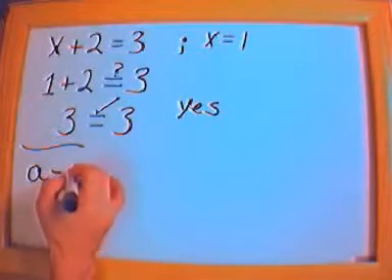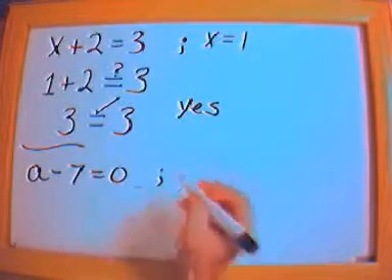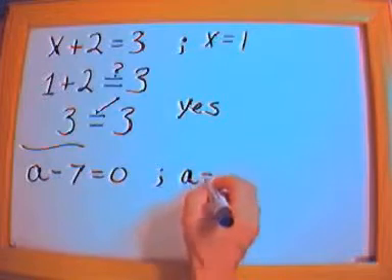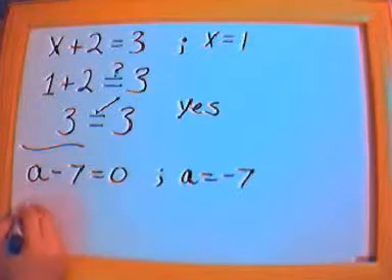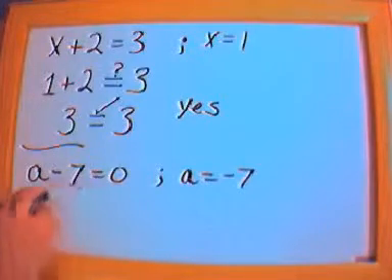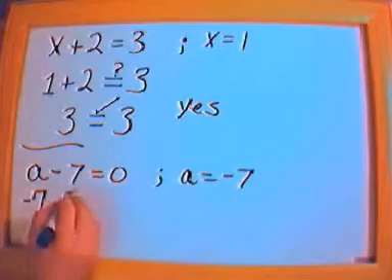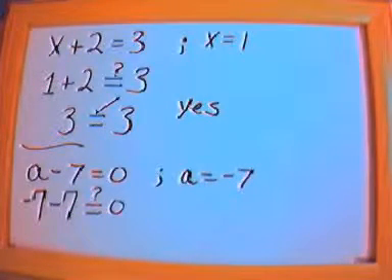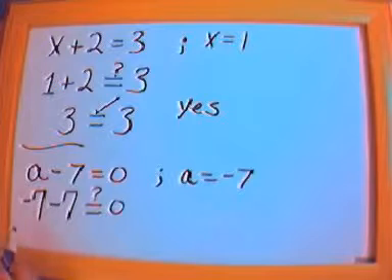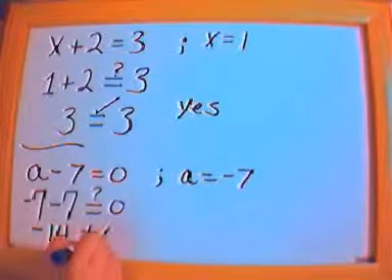A minus 7 equals 0. And we want to see if A is equal to negative 7. Is that a solution to that equation? Well, let's go ahead and plug it in. Putting negative 7 into A, I made a small mistake here, negative 7 minus 7 equals question mark 0. Well, from our class on how to add and subtract integers, negative 7 minus negative 7 is negative 14, and that's not equal to 0.